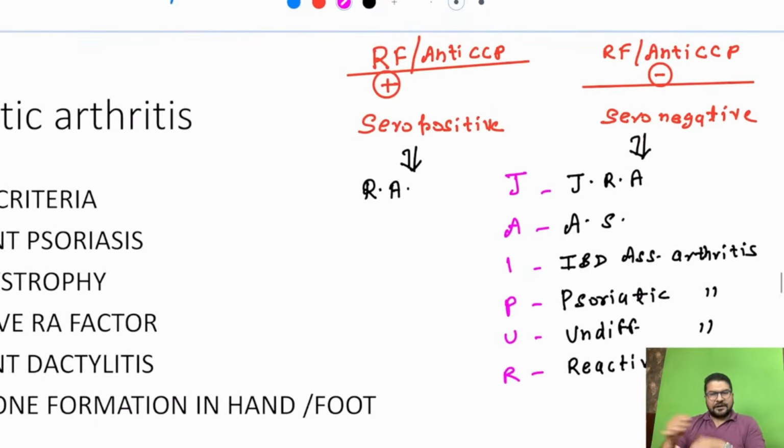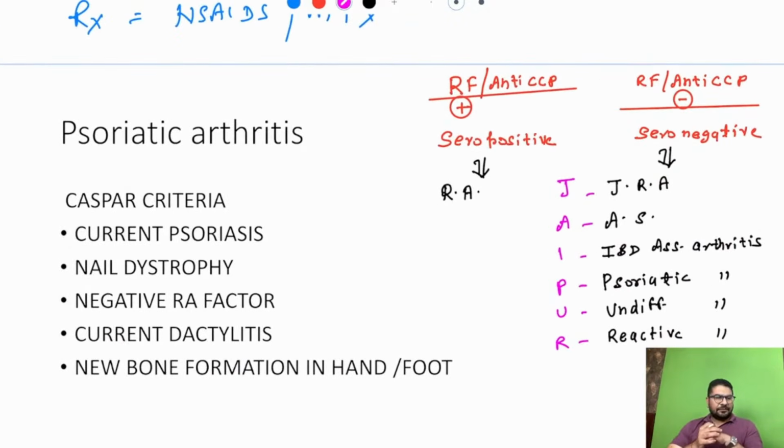So seronegative arthritis you can remember with the mnemonic Jaipur. तो मेरी बात समझो, like you can see psoriatic arthritis is also an example of seronegative arthritis. So psoriatic arthritis means patient will have a current history of psoriasis. Current history नहीं है तो family history होगी. Family में किसी को psoriasis है. Family history नहीं है तो past history.